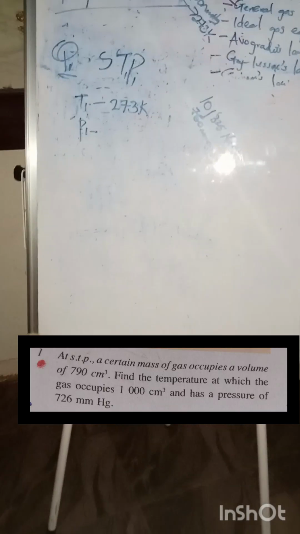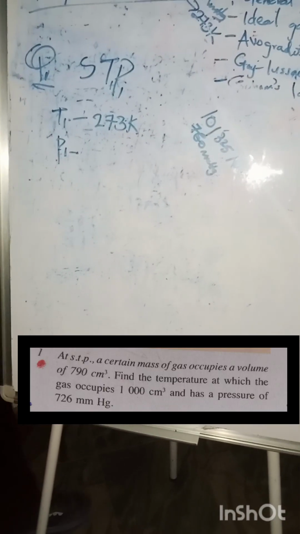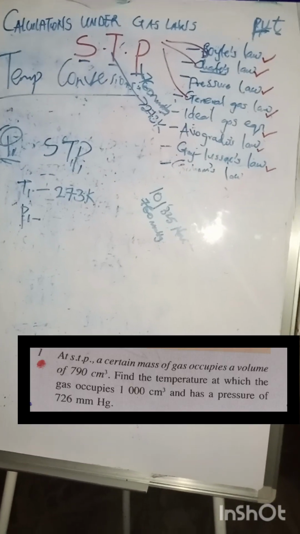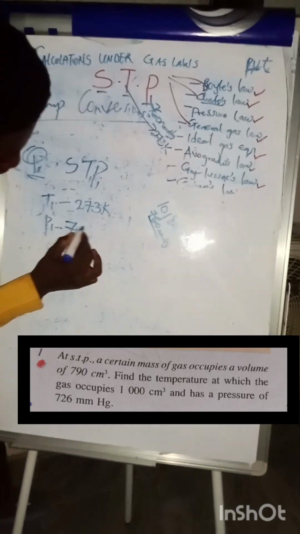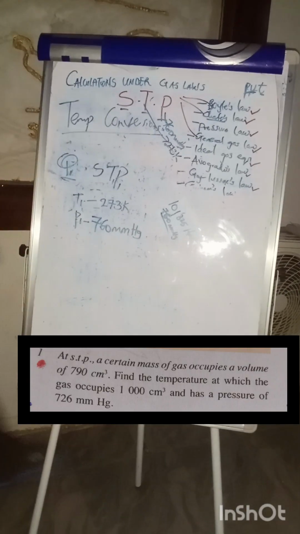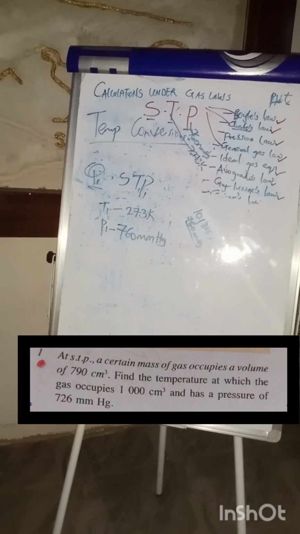Let me now check our P2. Let me check from the question. Let me check the unit. It is that unit that I will use to know whether it's this constant value that I will use or this one. So it says at 790 centimeter cube, find the temperature at which the gas occupies 1000 centimeter cube and has a pressure of 726 millimeter mercury. That means the second pressure that was given was in millimeter mercury. So this is my constant that I must use, 760 millimeter mercury. I hope you guys get it.